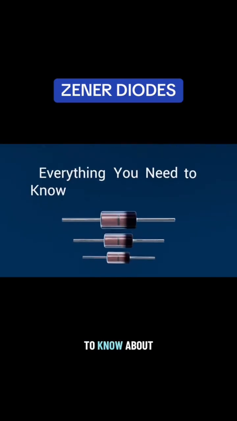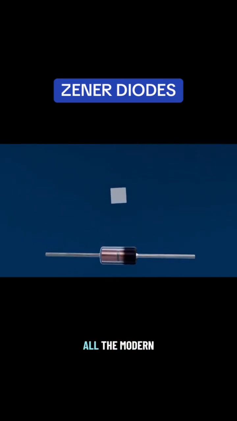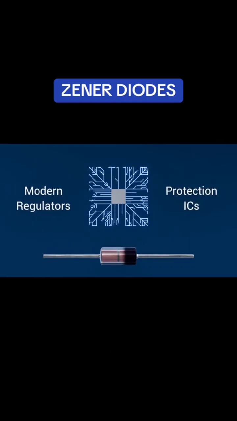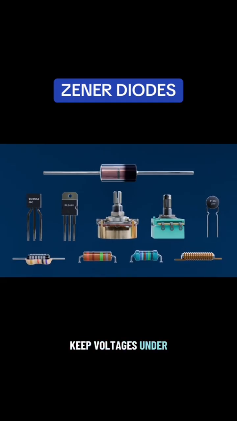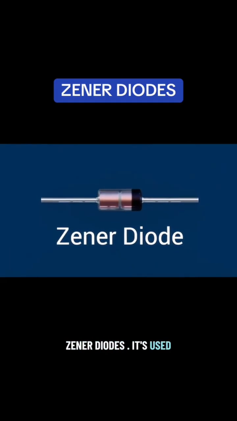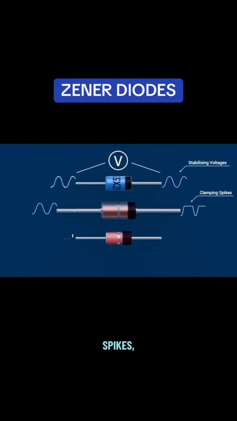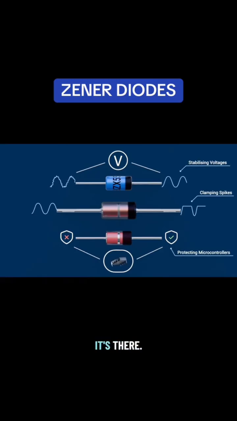Everything you need to know about Zener diodes. Before we had all the modern regulators and protection ICs, engineers relied on simple components to keep voltages under control, such as the Zener diode. It's used everywhere, stabilizing voltages, clamping spikes, protecting microcontrollers, and most people don't even realize it's there.